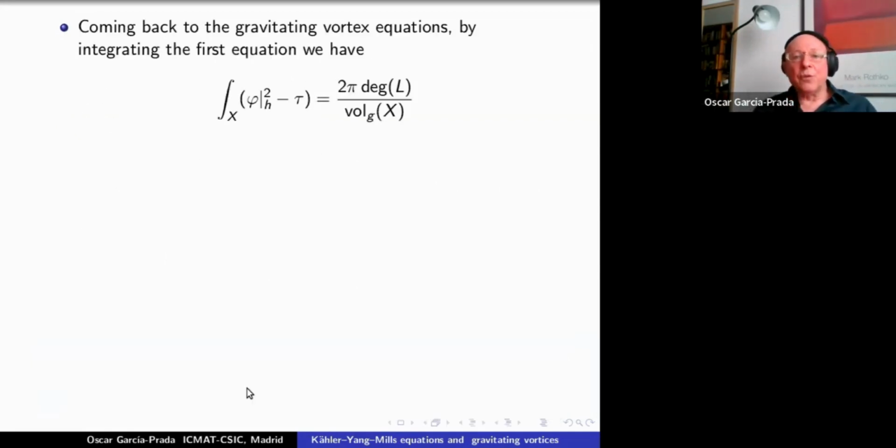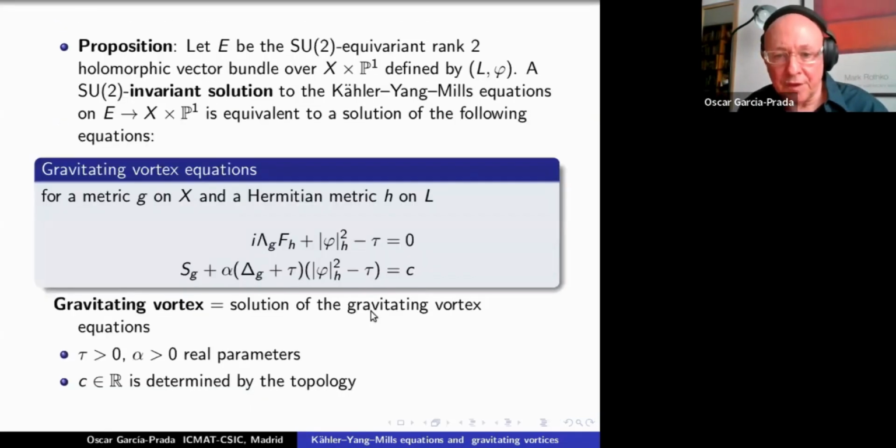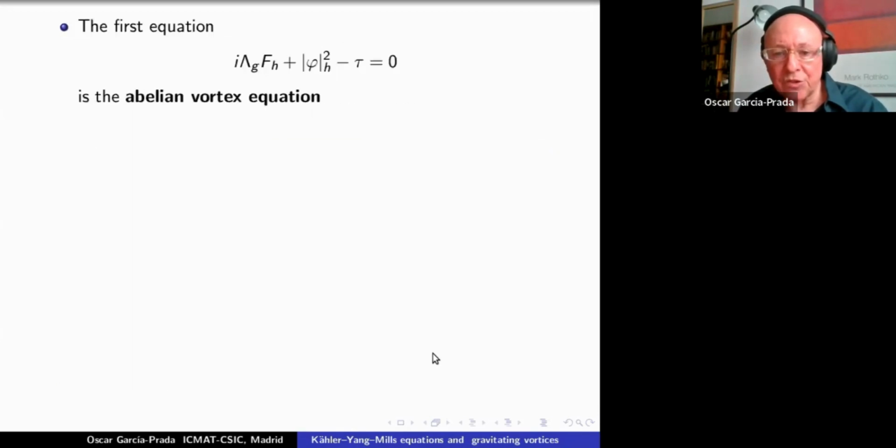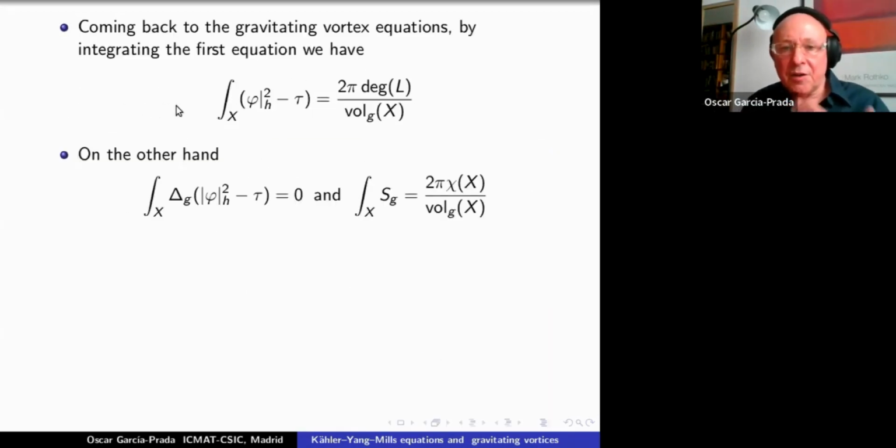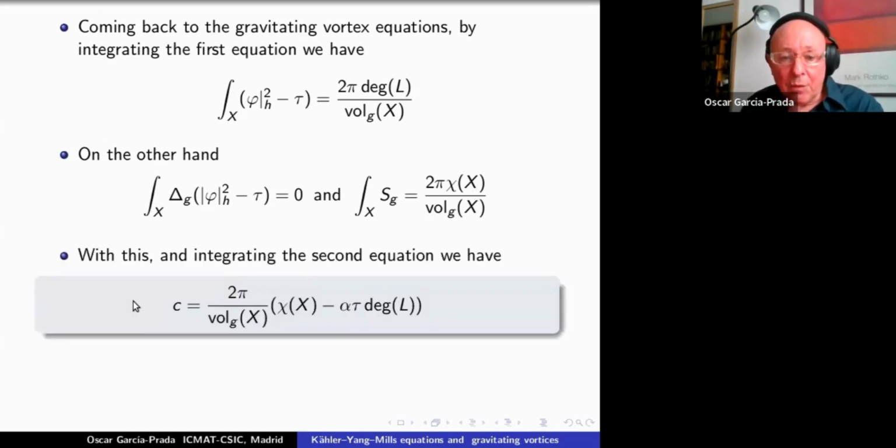And so now let's come back to the gravitating vortex equations. We have just been pondering about this first one, but now let's look at the second equation. Integrating the first equation, we have already done. But now integrating the second equation and using the relation between scalar curvature and the Euler class of X, we have this. And so we realize that the topological real number that appeared in the second equation, this c, is explicitly given in terms of the topology of X and the topology of L and all the parameters that appear in the equations.